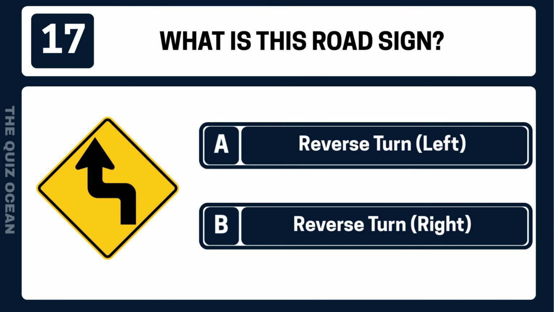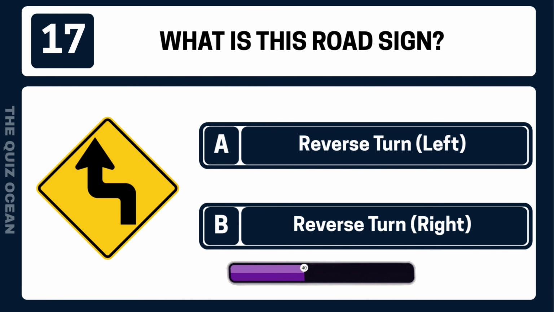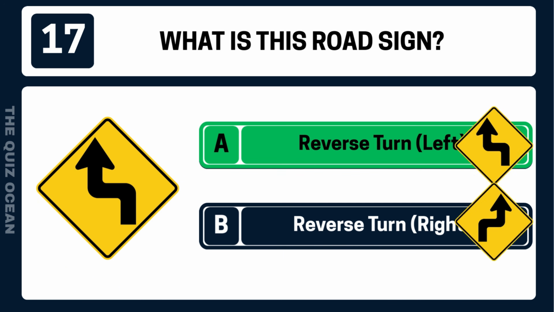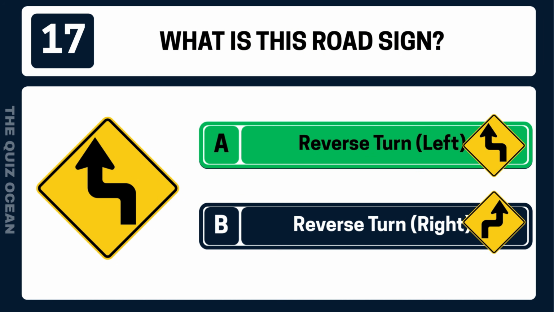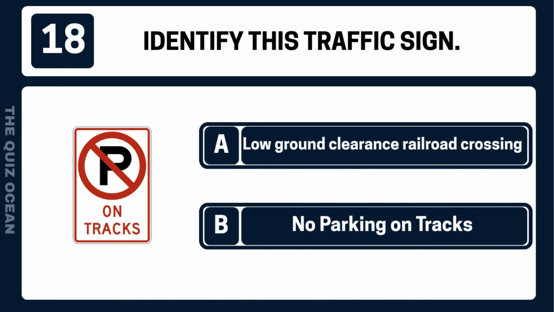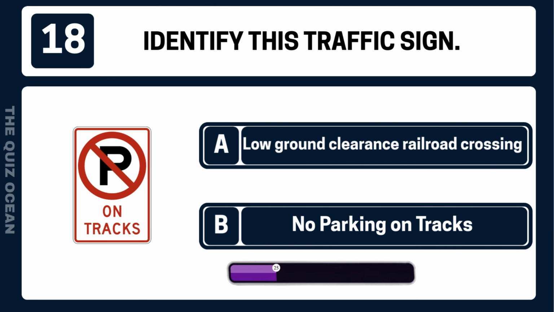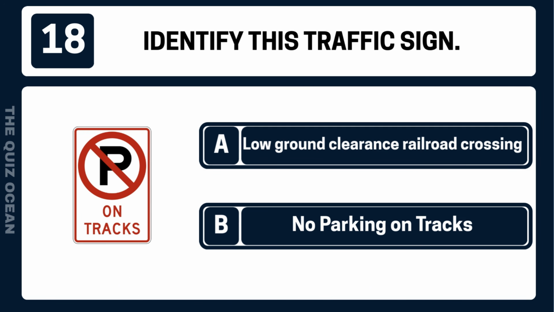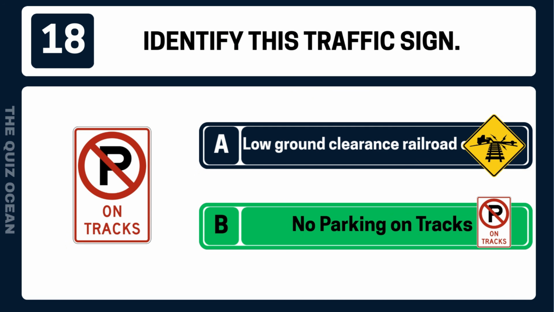Question 17. What is this road sign? A. Reverse turn left. B. Reverse turn right. The answer is A. Reverse turn left. Question 18. Identify this traffic sign. A. Low ground clearance railroad crossing. B. No parking on tracks. The answer is B. No parking on tracks.